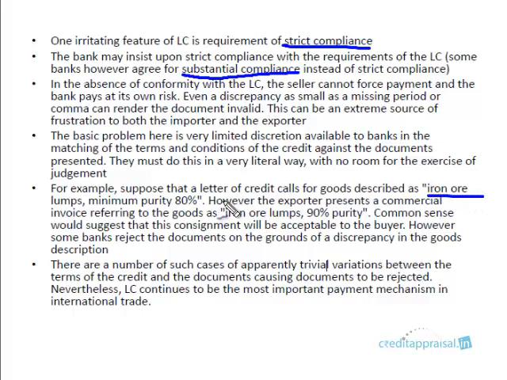A letter of credit is calling for goods based on this description: iron ore lumps, minimum purity 80%. So the exporter, the foreign party, has presented an invoice saying iron ore lumps 90% purity. As a buyer, we are not worried about this, because the purity in fact is more, right? We'll take delivery of the shipment, no problem, right? But bankers reject the documents in many cases on the grounds that there is a discrepancy in the goods description between the LC terms and the actual invoice, right? So this can be very irritating.